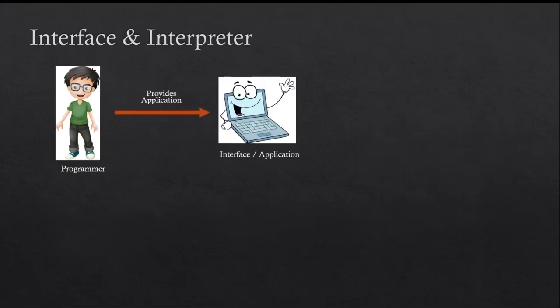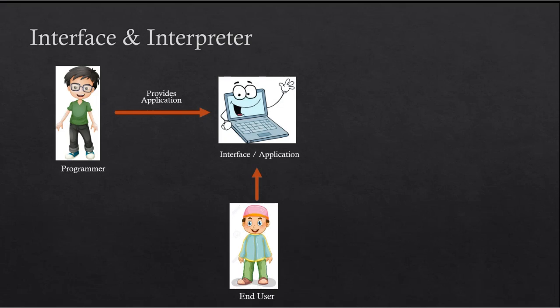He writes some program to create an application, like a banking application. When he creates the banking application, he uses some interpreter and creates an interface. Interface means an easy to understand environment. So the end user just uses the interface and gives instructions to the computer, which is easy to understand. It is like simple English words. He doesn't know what is happening in the backend.